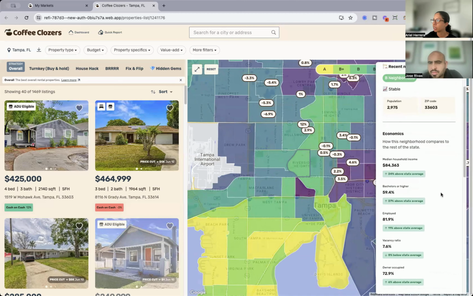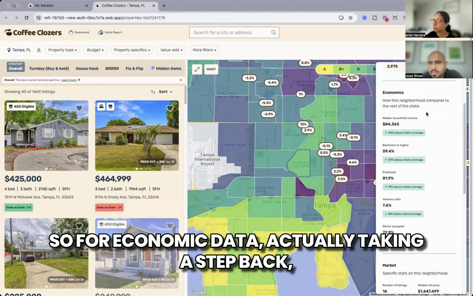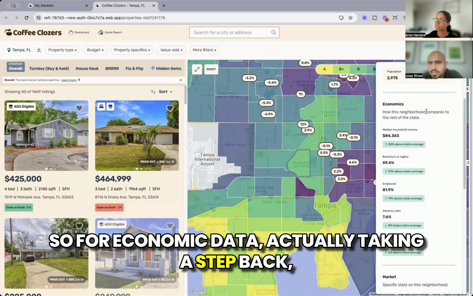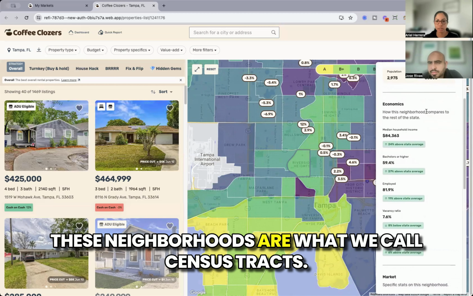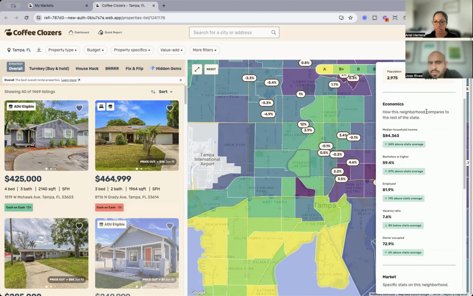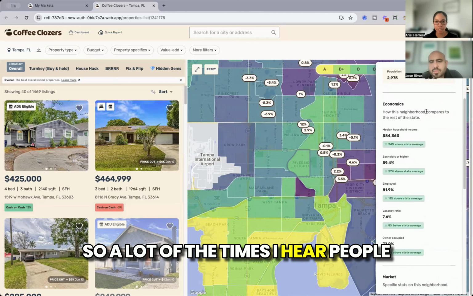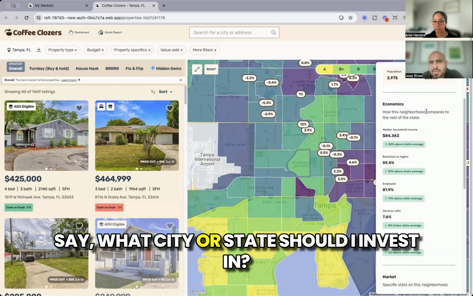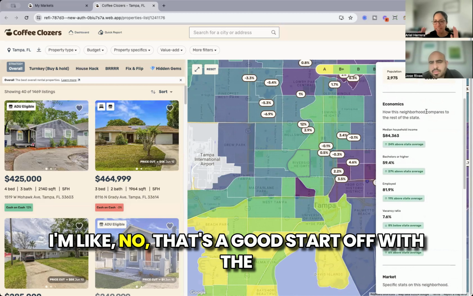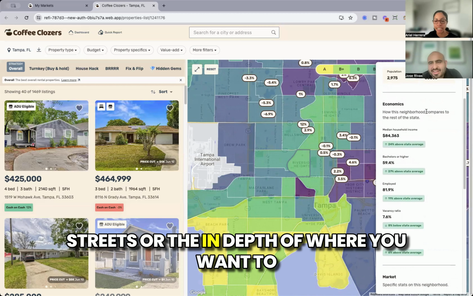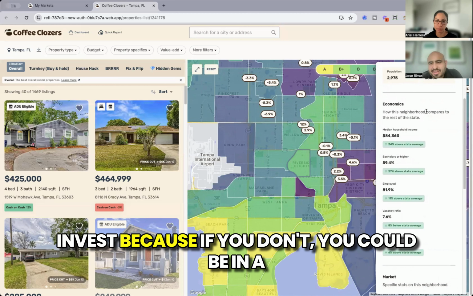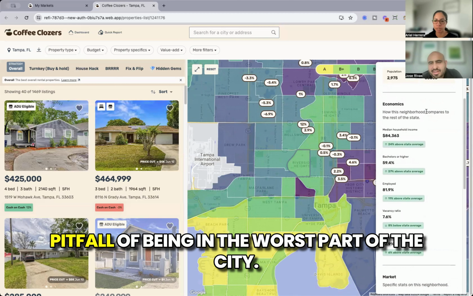So for economic data, actually, taking a step back, these neighborhoods are what we call census tracts. A lot of the time I hear people say, what city or state should I invest in? I'm like, no, that's good to start off with, but you need to know the streets, or the in-depth of where you want to invest, because if you don't, you could be in a pitfall of being in the worst part of the city.